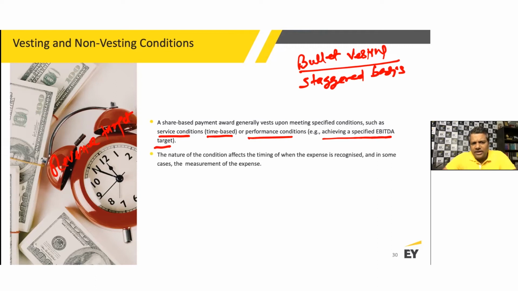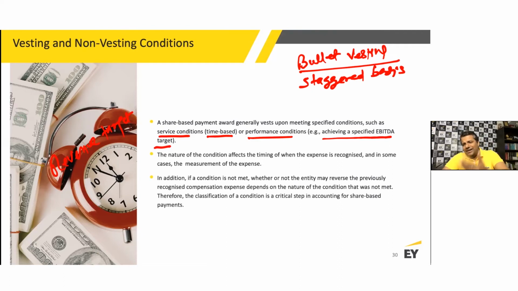Now, the nature of the condition affects the timing of when the expense is recognized, and in some cases the measurement of the expense. The measurement may also change, and also over what period I need to record that also changes. And if a condition is not met, let's say I had given you stock options, and it was to vest if you were to be in my employment for a period of 3 years, and you decide to leave. Still, people do leave. So you decide to leave, then you are no longer entitled to the stock options, because you have failed to fulfill the vesting condition.